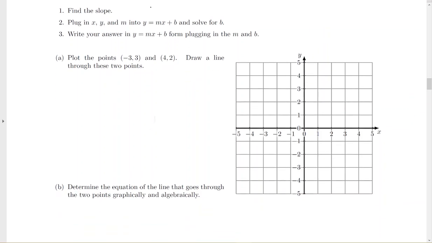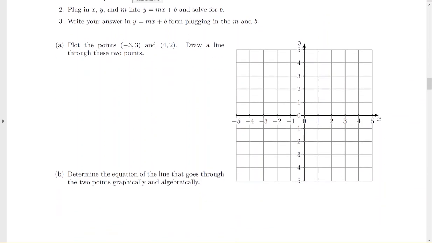So if I'm given 2 points, (-3, 3), so we'll go over 3 and up 3, and (4, 2). So come over to 4, go up 2. Connect the dots or the points with your best straight line. And I notice that the line is going downhill, which means my slope should be negative.